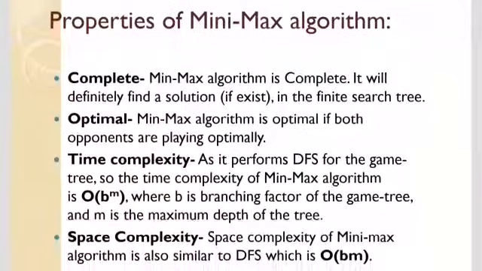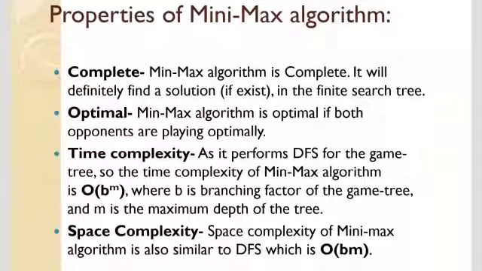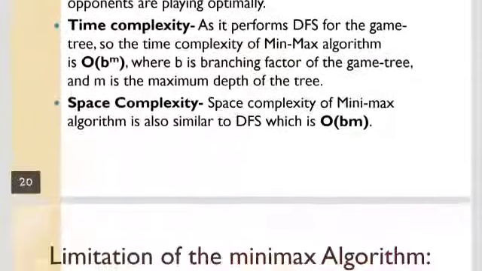Now what are the properties of the min-max algorithm? It is complete, that is, the min-max algorithm is complete. It will definitely find a solution in a finite search tree. It is optimal, in time complexity and space complexity.